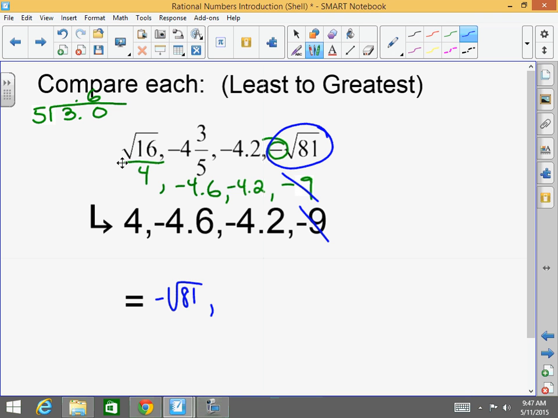Next, smallest value. Negative 4.6. Yes. Negative 4.6 is negative 4 3/5. Remember, guys, the larger the negative, the smaller the value. Papa, isn't 4.6 larger than 4.2? Isn't this a negative and not a negative? The larger the negative, the smaller the value.